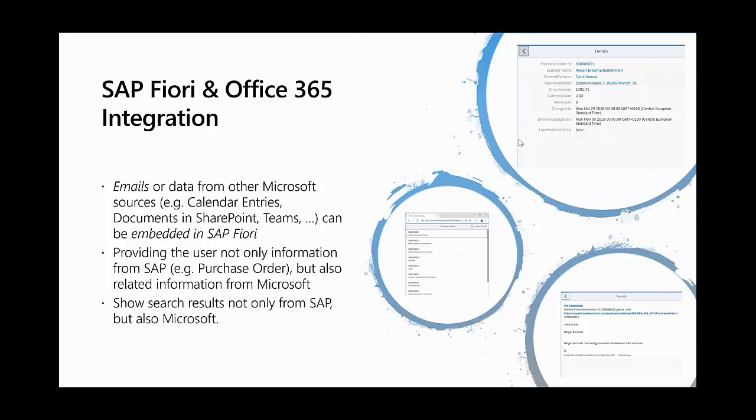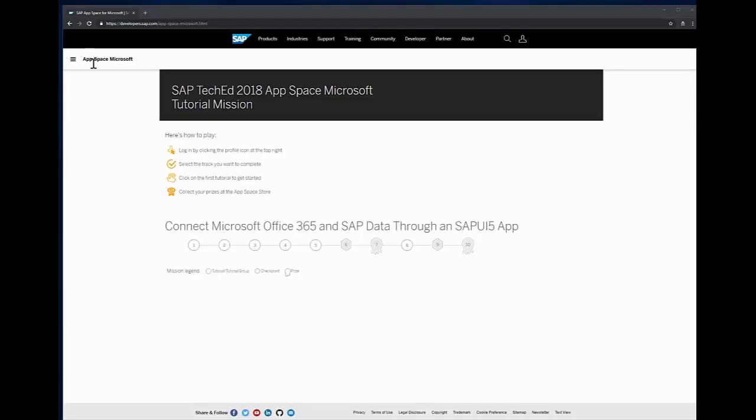Then we enrich this scenario and integrate information from Microsoft Outlook into the scenario. So basically, the user can click on a purchase order, click on the very specific ID, and then get a list of all emails that also contain this ID in Outlook. All of this is visible in the SAP Fiori UI. So with this, let's get started.